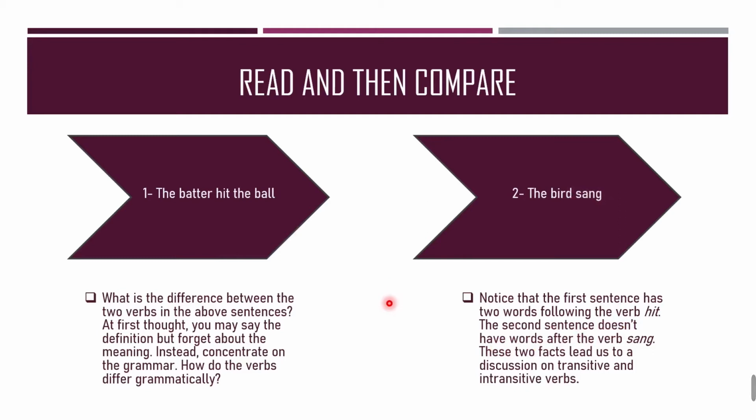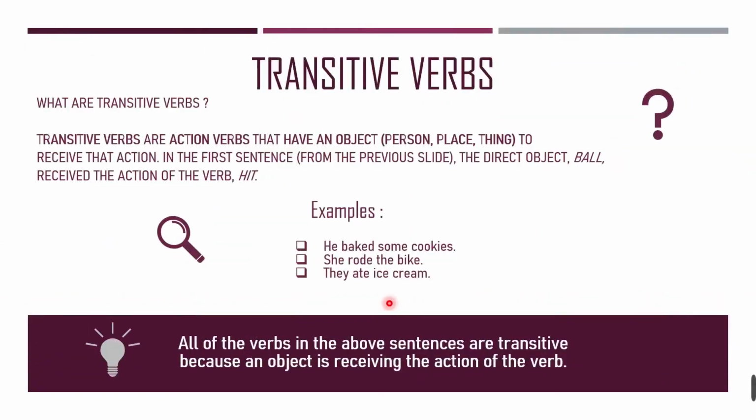Let's see to understand more what is the difference between transitive and intransitive verbs. A transitive verb is a verb that is followed by a direct object that is receiving the action of the verb. In other words, the action is done to someone or something. Actually, most verbs are transitive.